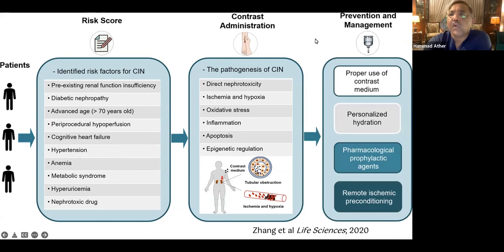So it's important that the use of contrast agent is appropriate. We have a significant hydration requirement in order to decrease the chances of contrast-induced nephropathy, and pharmacological prophylactic agents are given, and we'll talk briefly about those agents as well, which can prevent contrast-induced nephropathy.